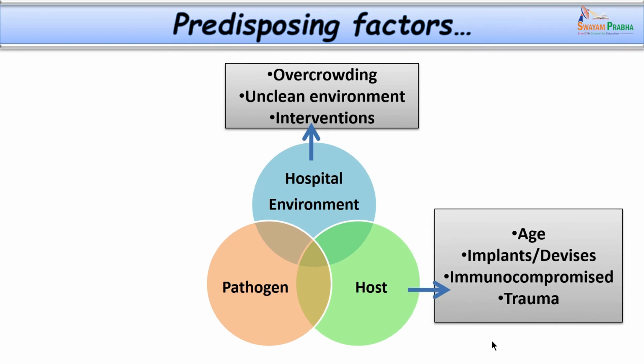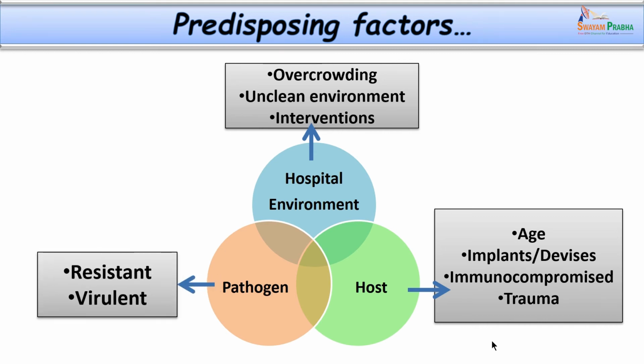Host related or patient related factors, it could be because of the age of the patient, extremes of age being one of the risk factors. Next is if the patient is already on some implants or any devices, catheters, and immunocompromised nature is one important factor, and association of multiple trauma is another reason. What are pathogen related factors? The pathogen can be highly virulent, multi-drug resistant, pan resistant, or a superbug.